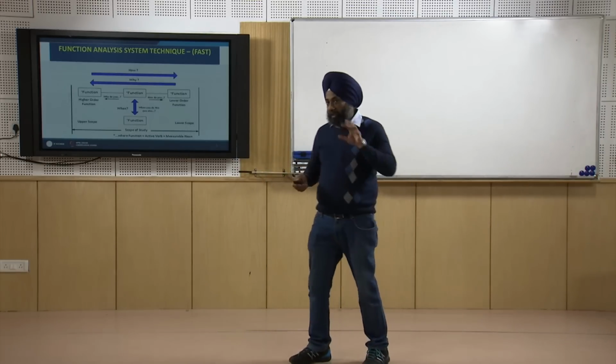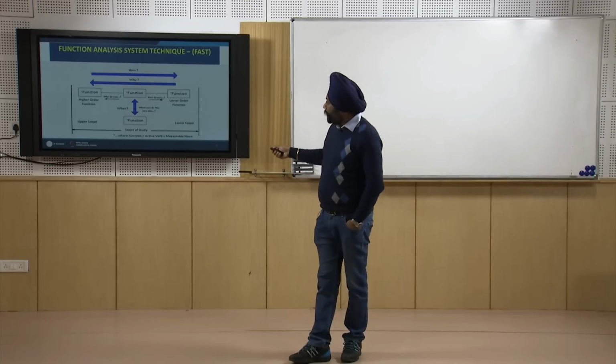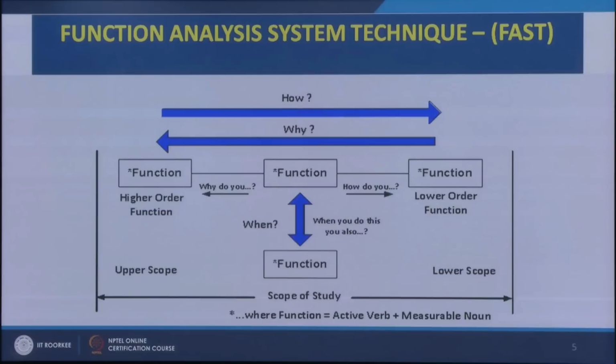So whenever you see any FAST diagram, these are the 3 directions in which you have to focus: the how-why direction, which is horizontal, and the vertical direction. When you move from left to right, you have to ask how type of questions, and when you move from right to left, you have to ask why type of questions.